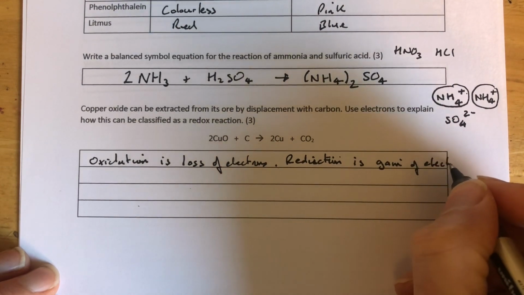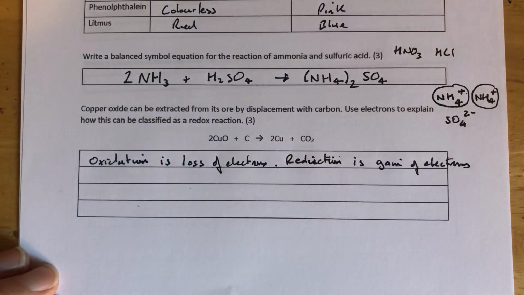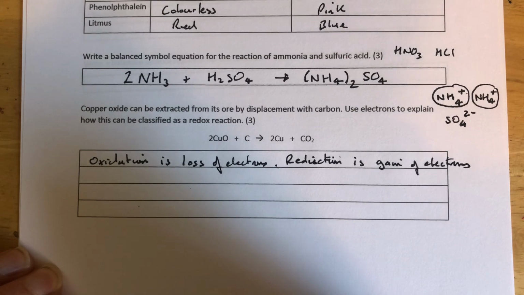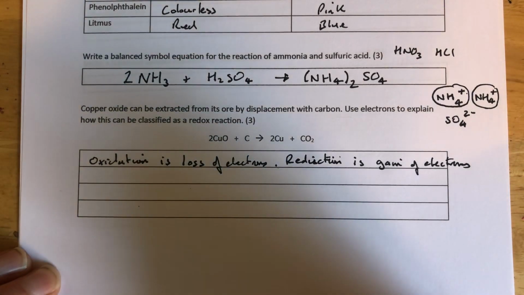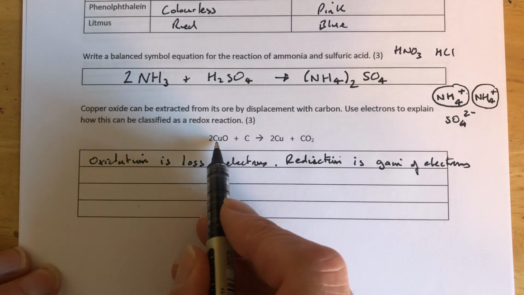So that's our first marking point. Oxidation is loss of electrons, reduction is gain of electrons. So the question here is what's losing and what's gaining electrons? Now to figure that out, we need to know the types of bonding, because that will help us work out the charges. So first one, copper oxide.